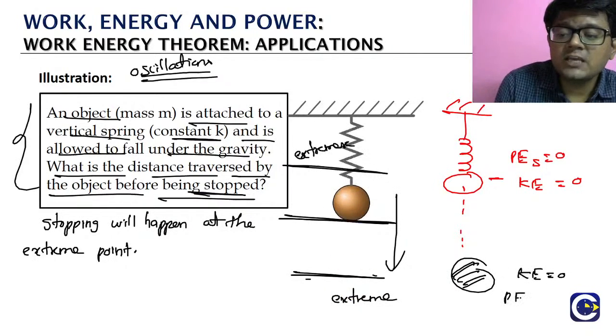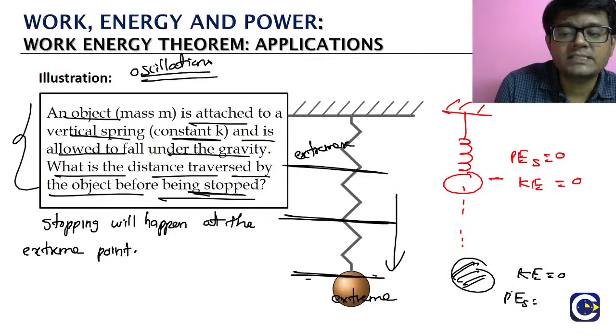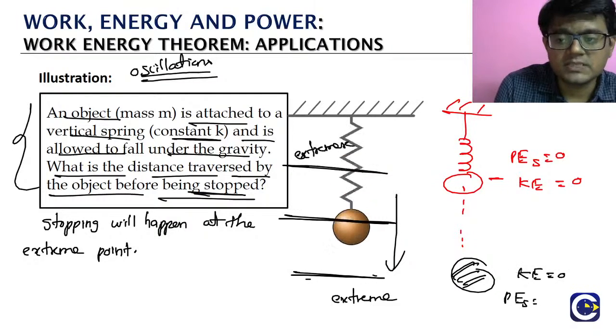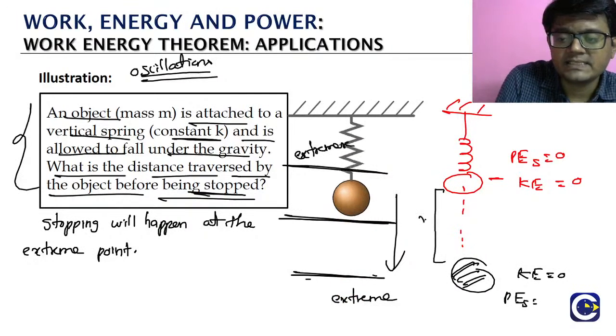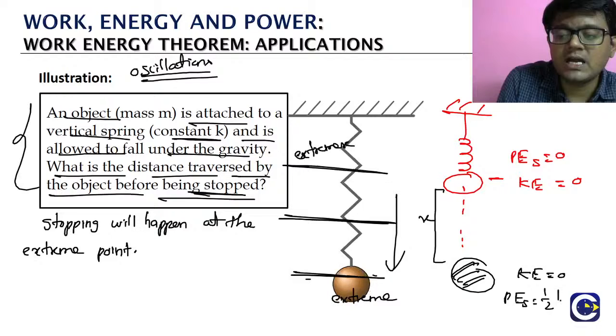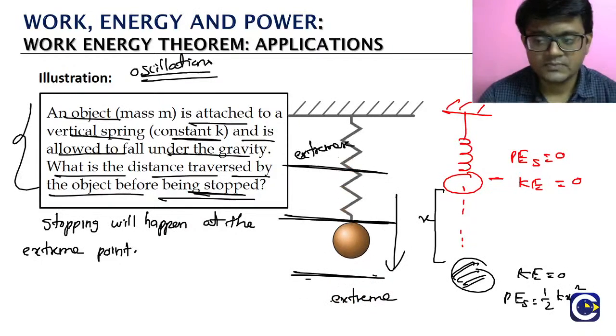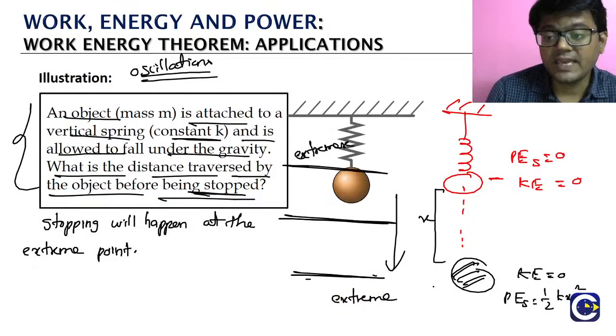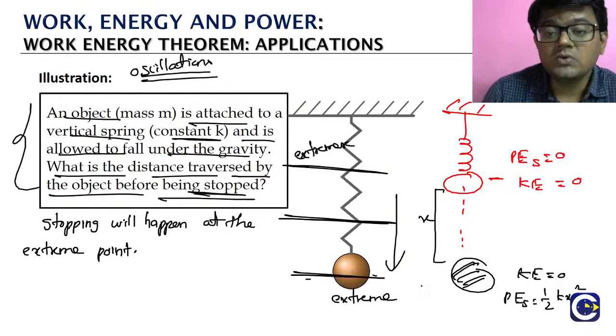What is the spring potential energy? Let us say the extension of the spring is x. Spring extension is x. Then the spring potential energy is half kx square. Spring potential energy is half kx square. But here one more energy term will come.